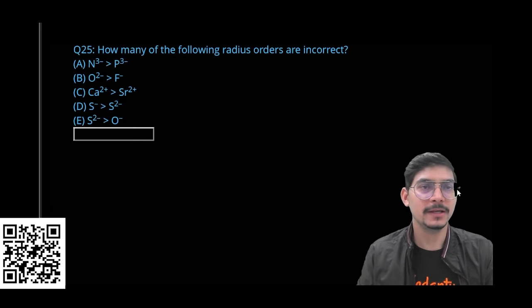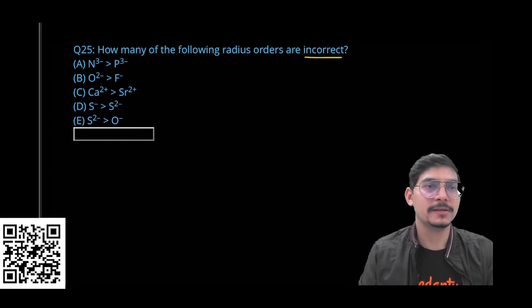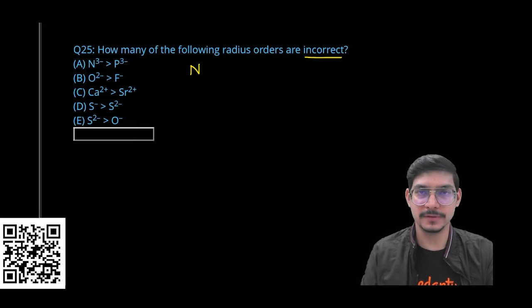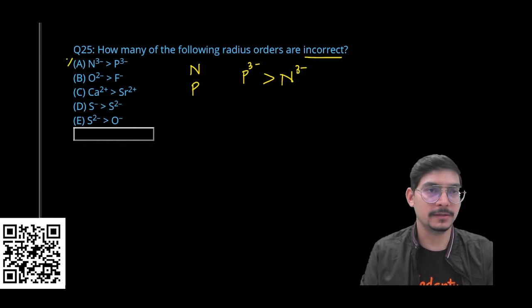Hi everyone. In this question, there are 5 orders of atomic radii given, and we have to find out how many of these are incorrect. Starting with the first order, N3 minus ion is bigger than P3 minus ion. This is incorrect because nitrogen lies first in group 15 and phosphorus lies below nitrogen. So the atomic radius of phosphorus is larger, and definitely the ionic radius of P3 minus would be greater than that of N3 minus. So this order is incorrect.